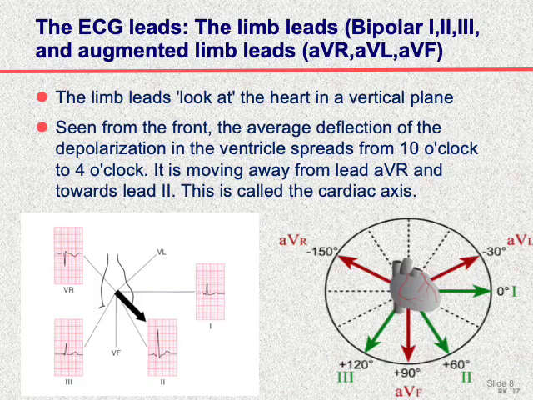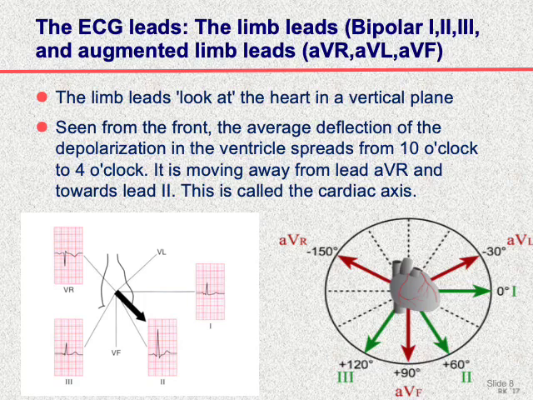As you see here, these are the limb leads. We have 6 limb leads. Imagine you are seeing the heart from the front. يعني المريض قصادك، واقف قصادك، راسه لفوق رجليه لتحت، فانت بتشوفه من كذا متجه. Normally ventricular depolarization comes from 10 o'clock this way to 4 o'clock.